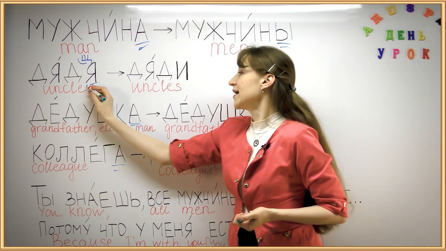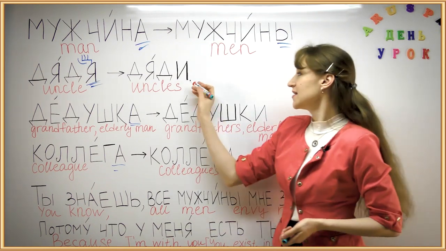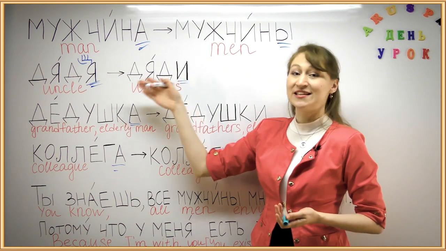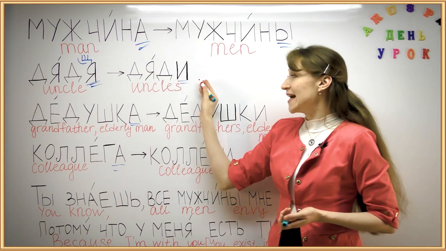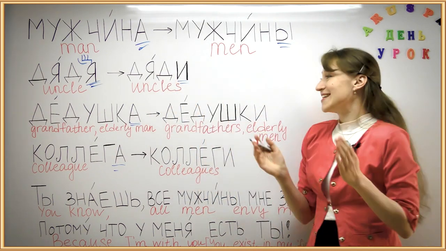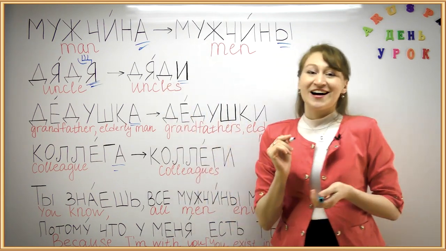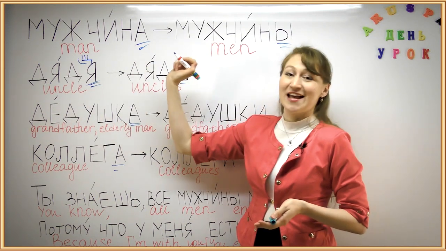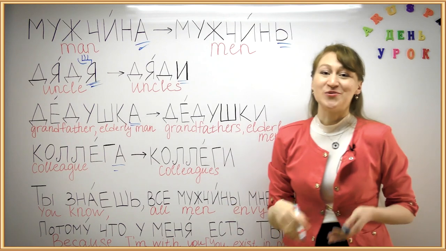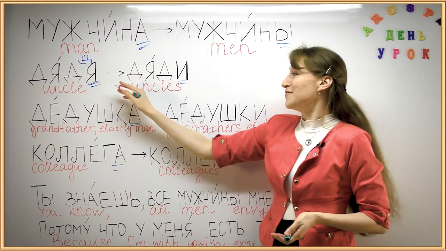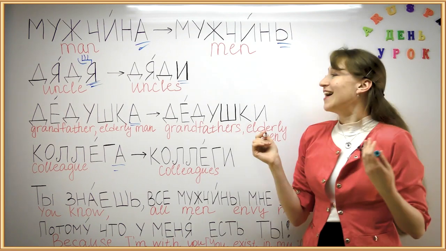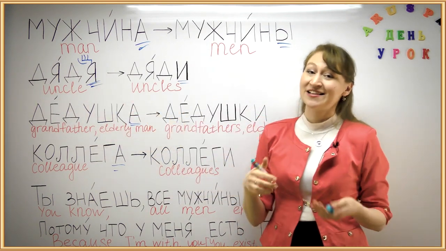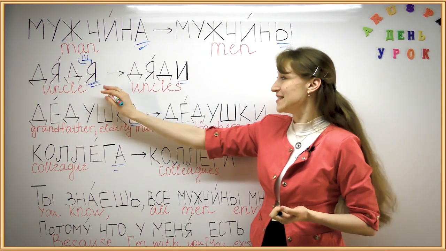дяди. Here we have the ending я, the soft ending, and it changes to и, just like we have seen in feminine nouns. So дядя, uncle, дяди, uncles. An interesting fact about this word. So in Russia, little children who speak Russian, they call every мужчина дядя. So they call men дядя. If you hear it from a Russian child, it's not necessarily his uncle or her uncle. It can be just a man that he knows or she knows, if this is a girl.